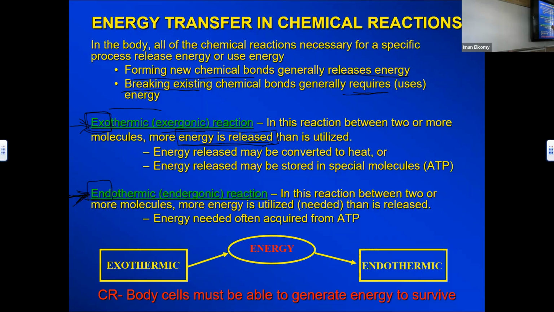Endothermic reactions are the ones that will actually use energy. So energy is utilized rather than released. Exothermic energy, the energy that comes off of this reaction, can be converted to heat, or it can be stored in a molecule such as ATP. ATP is what we use for energy in our cells. Or it can be stored from your panels to the solar battery.